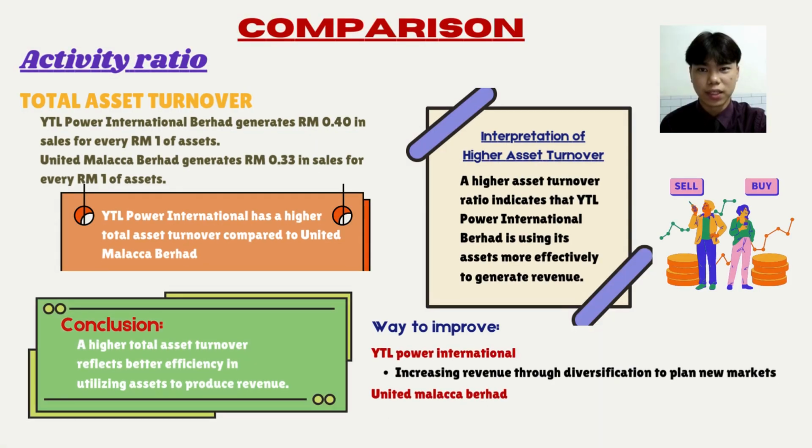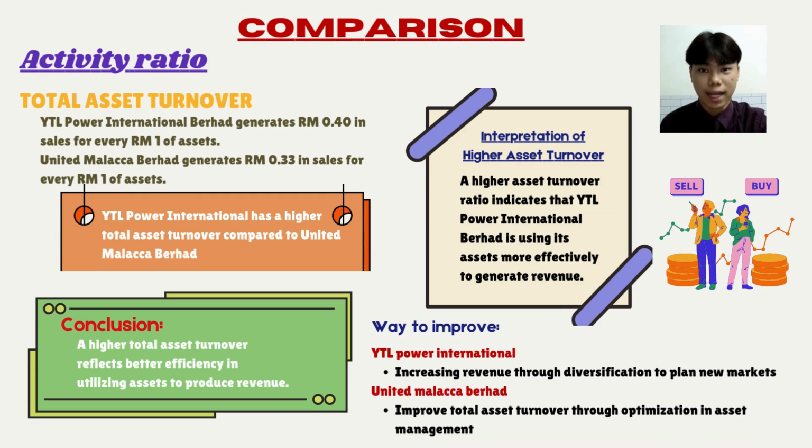Next will be activity ratio. Total asset turnover comparison: we can see that YTL Power International generates 40 cents in sales for every 1 ringgit of assets. United Malacca Berhad generates 33 cents in sales for every 1 ringgit of assets. For the comparison of asset turnover, YTL Power International has a higher total asset turnover compared to United Malacca Berhad.